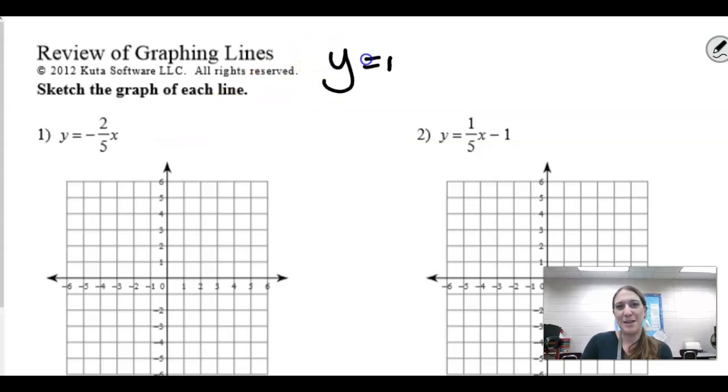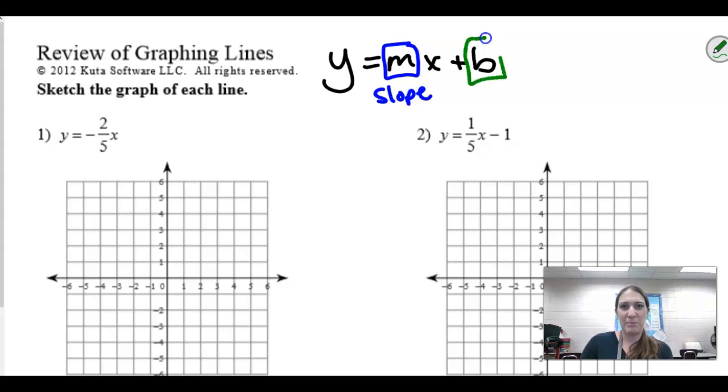Y equals mx plus b, that is slope-intercept form of a line. M is your slope, also known as your rate of change, also known as rise over run. And then the b is your y-intercept, which when you're in this form, is kind of the starting point of your graph. So that's the first thing we're going to do: figure out where we start the graph, as far as where we plot the point.